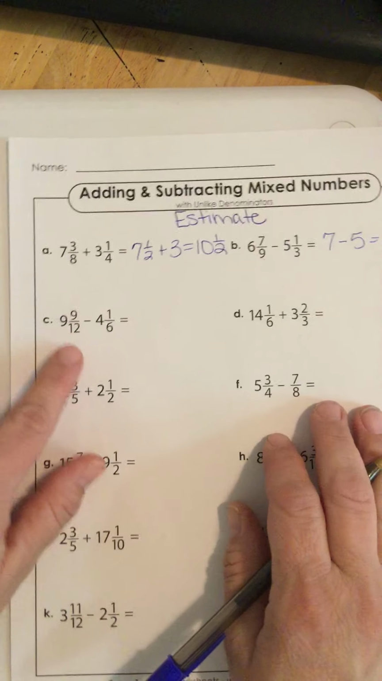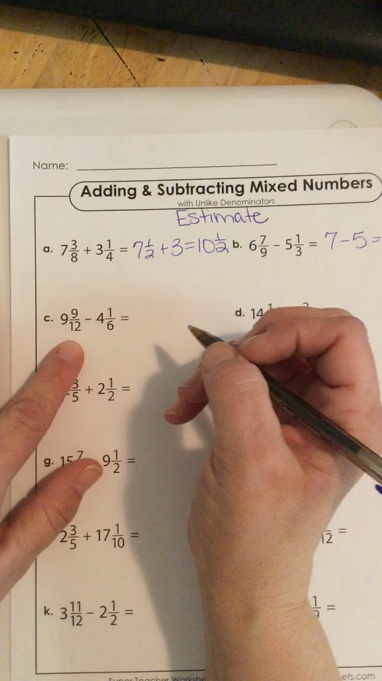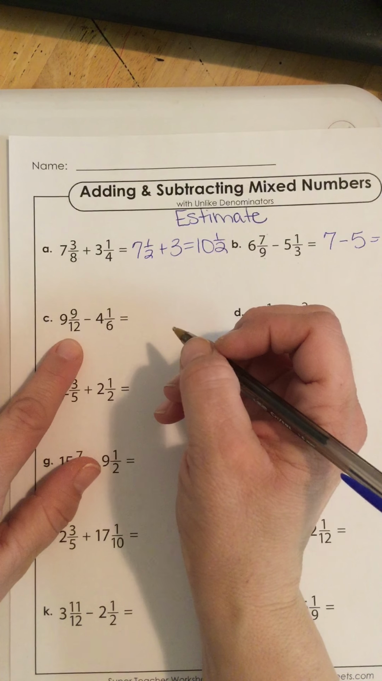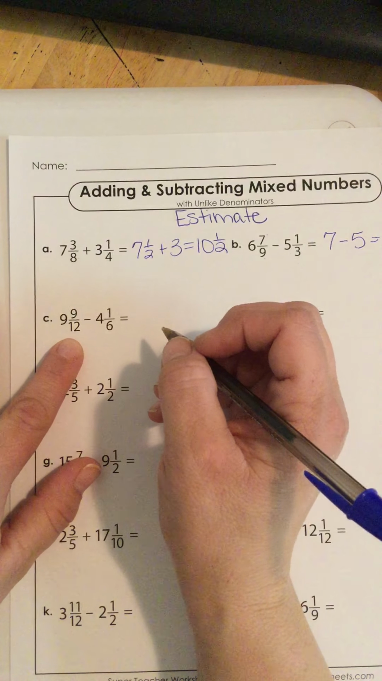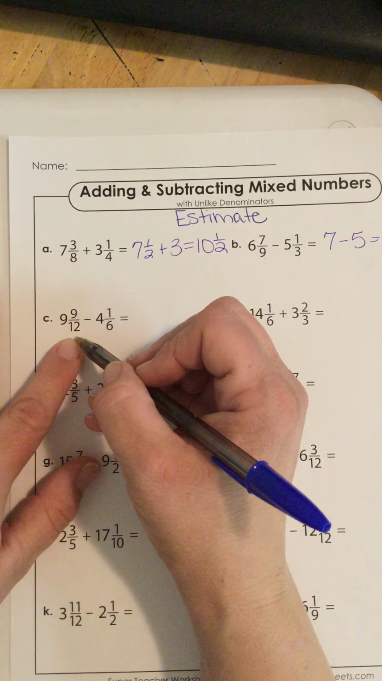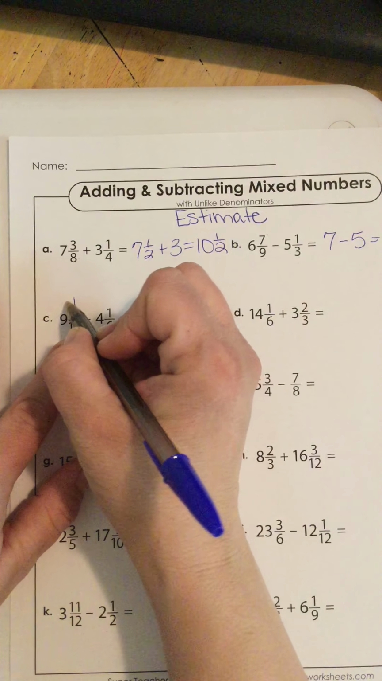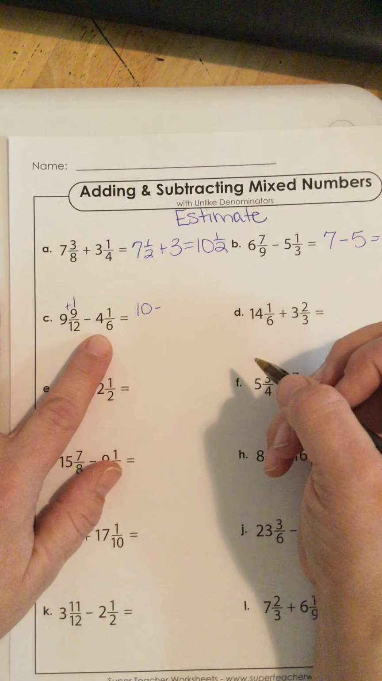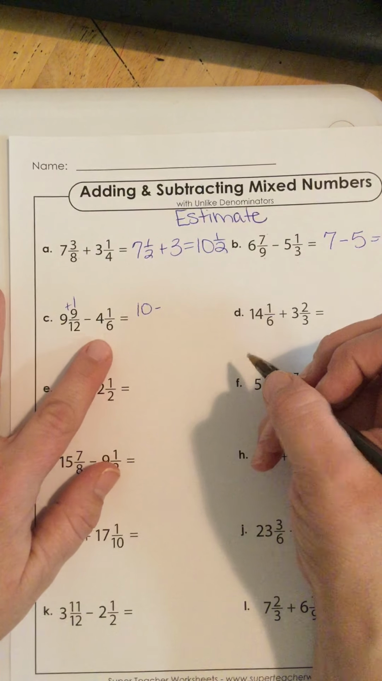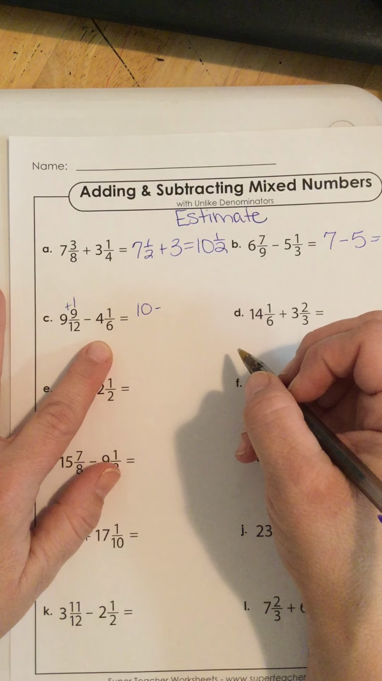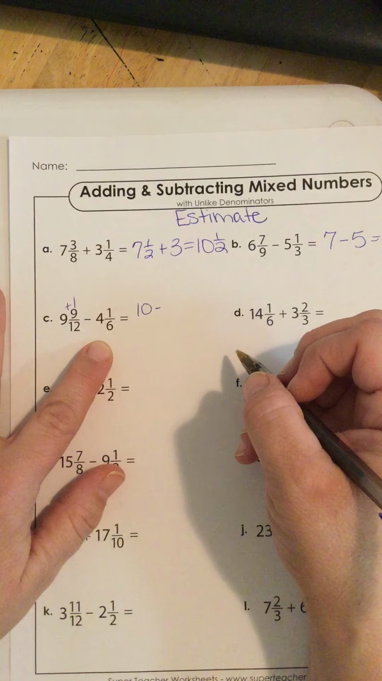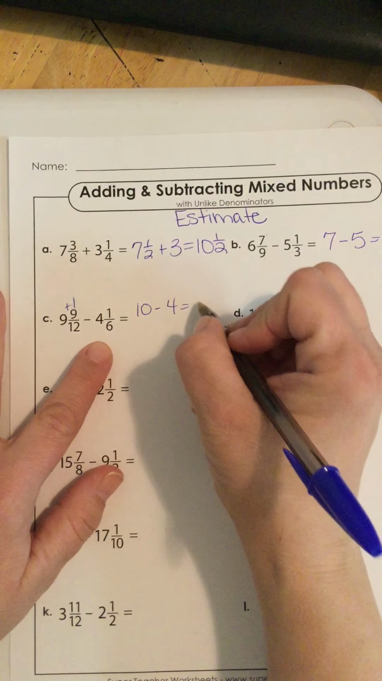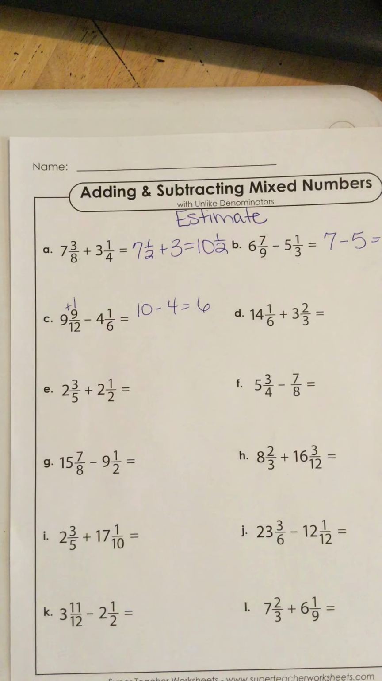All right. 9 and 9/12. What would you estimate 9 and 9/12 to be? Okay, so 9 is close to 12, so I consider that to be a 1. So 9 plus 1 is 10. Minus 4 and 1/6. What would you estimate 4 and 1/6 to equal? 4, 4.5, or 5? I would leave it at 4. And then 10 minus 4 is 6.